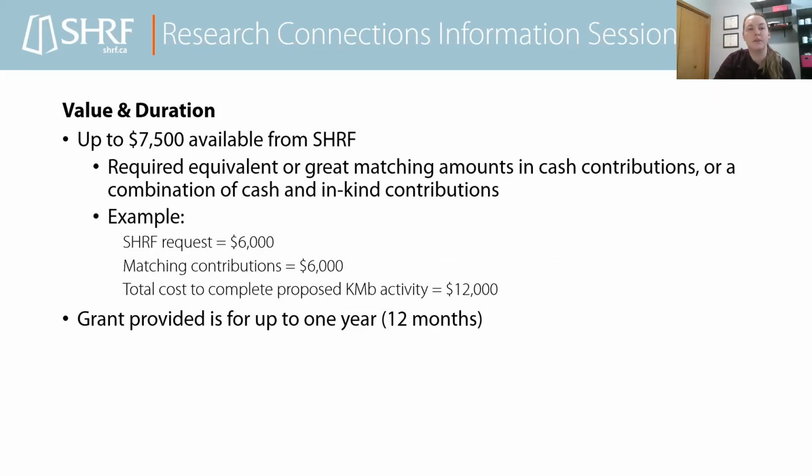For the value and duration, we have up to 7,500 available from SHRF, but this has to have matching amounts in cash contributions or a combination of cash and in-kind. So for example, if you want to request the maximum 7,500 from SHRF, you would also need to have another 7,500 in matching contributions from somewhere, making the total cost to complete your project 14,000. And the grant term is up to 1 year for the activity. And I believe our funding start date on this one is the end of March.